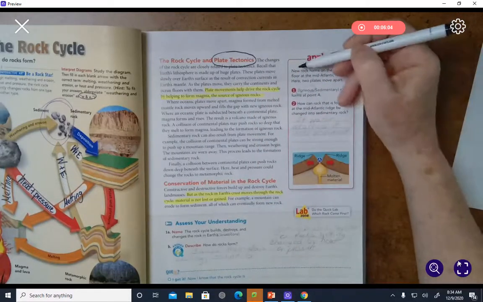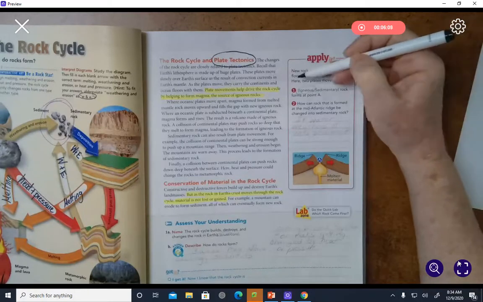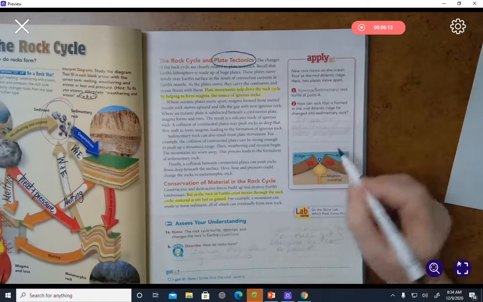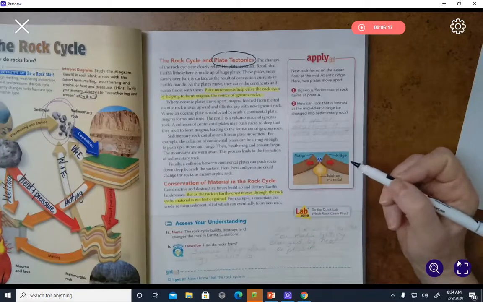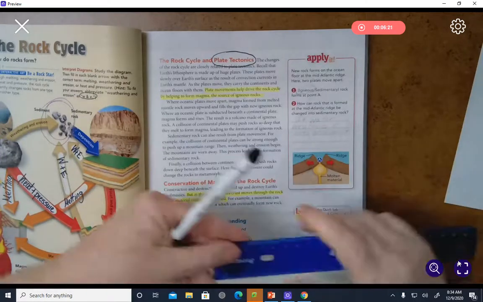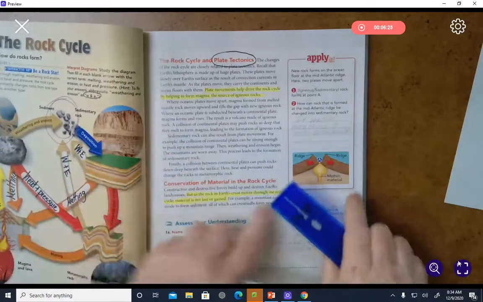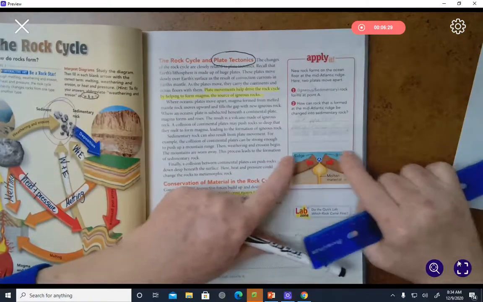So over here, new rock forms on the ocean floor at the mid-Atlantic ridge. Here, 2 plates move apart. So I'm going to take a look at this. We are sort of supposed to be getting closer to Hawaii and farther away from Europe, about 2 centimeters every year, because the plate that we're on is actually moving this way and England is moving that way.